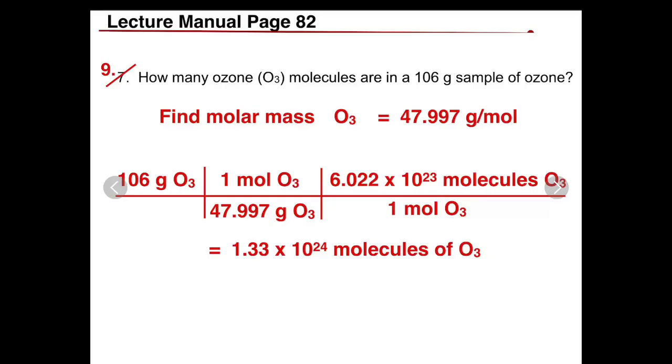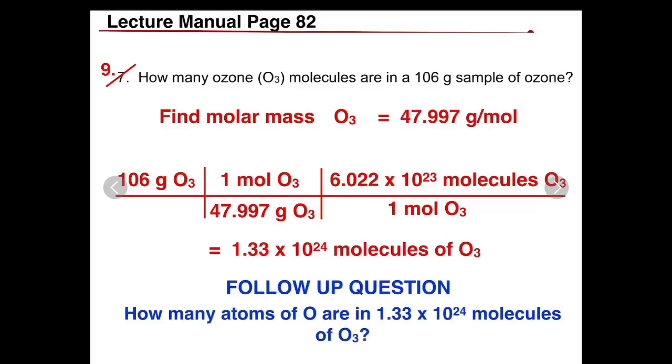Okay, my question is, what if I want to know how many atoms of oxygen are in this many molecules of ozone? What do I do? That's going to be my follow-up question. This follow-up question is not in your lecture manual, but I want to jot it down because it's going to give you a little bit more understanding of how we can connect from molecules to atoms and things like that.